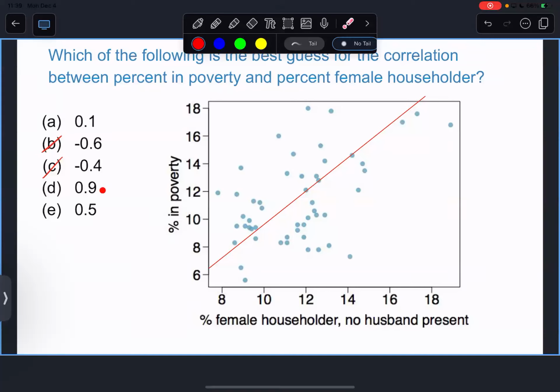Now, 0.9 would mean that these points make an obvious line, right? And there's no obvious line here. I see some sort of pattern, broad strokes, but they're not all basically on the same line. And same thing with 0.1. If it's 0.1, then it would just be a cloud, and there's no anchor. So for that reason, I'm going to go with 0.5.